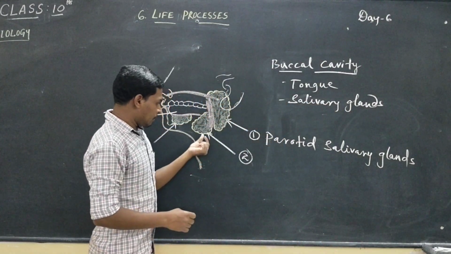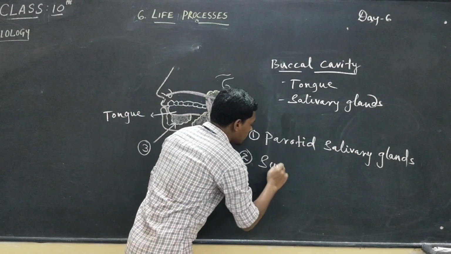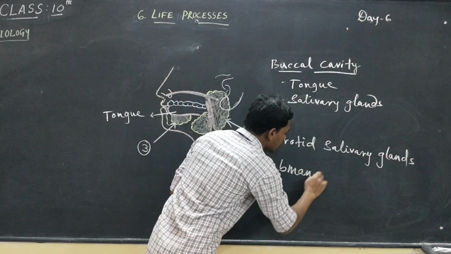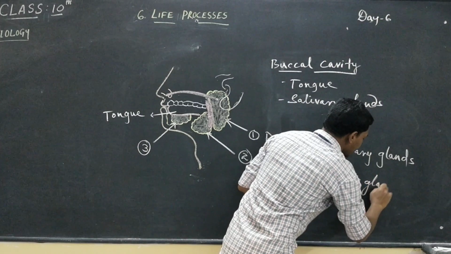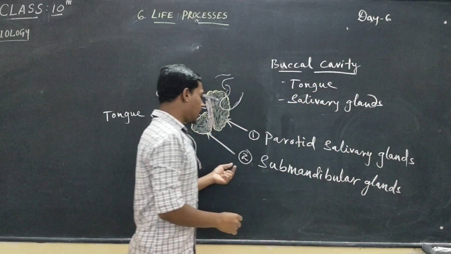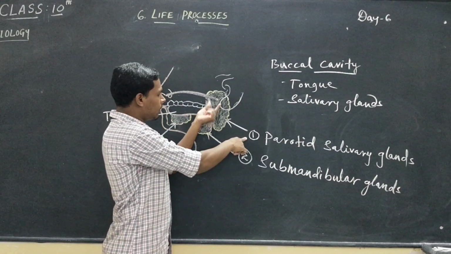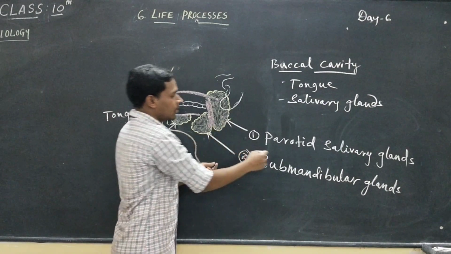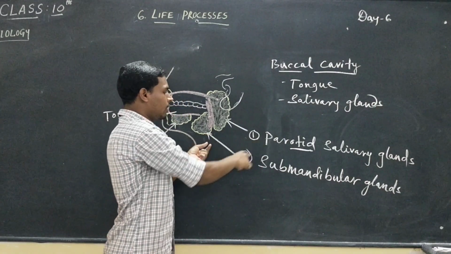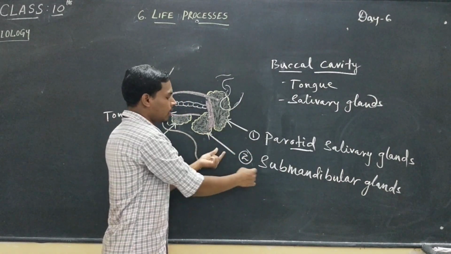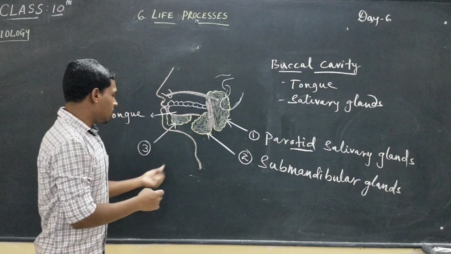Then the next one is the submandibular salivary glands. This gland is present under the tongue. The parotid gland is present just beneath the ear. Otid refers to the earlobe, so the parotid is present just beneath the earlobe, and the submandibular gland is present just below the tongue.